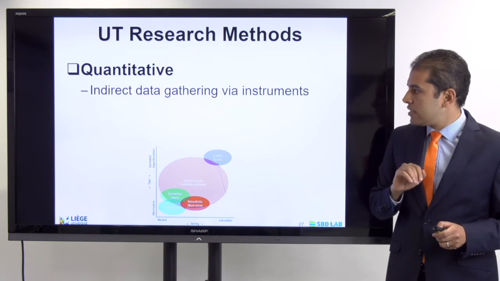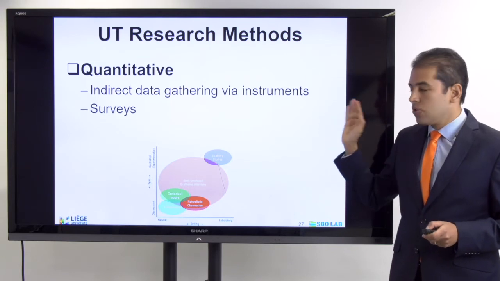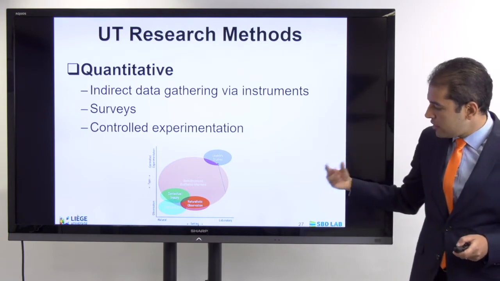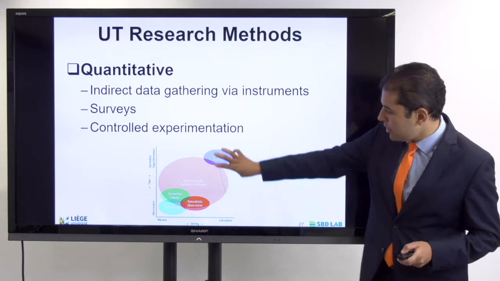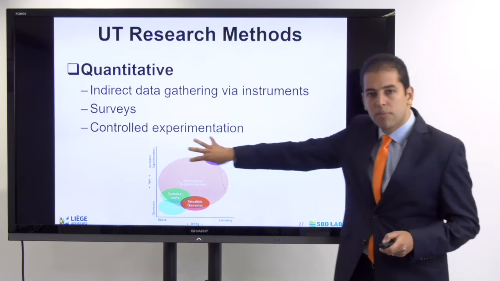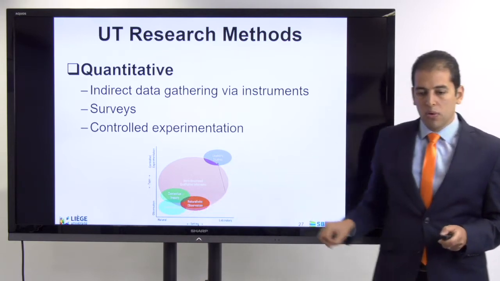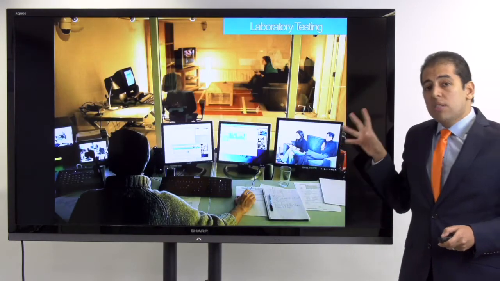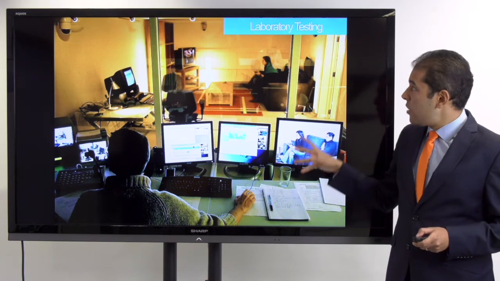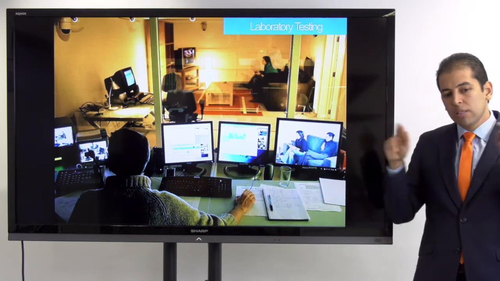Now, quantitative testing is mainly looking at indirect data gathering via instruments, surveys, controlled experimentation, most probably in lab settings. And as you can see, in this case, usability testing is done as part of laboratory or controlled experiment. So we are not here doing qualitative research methods. We are not focusing on that.